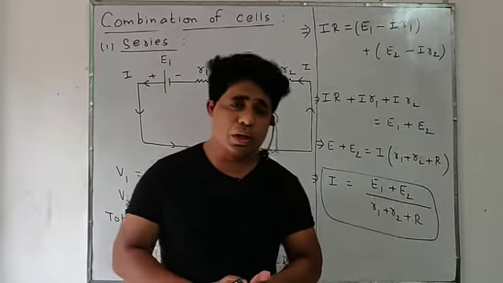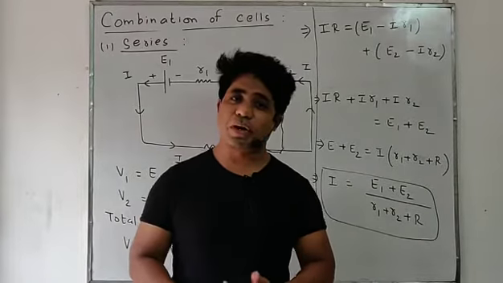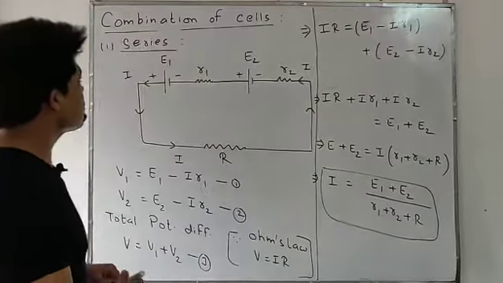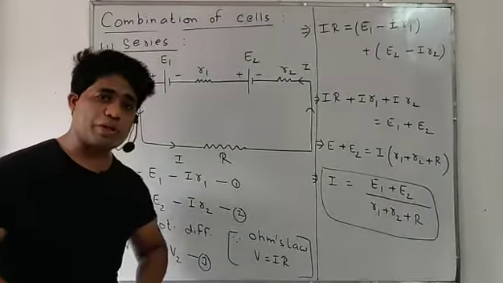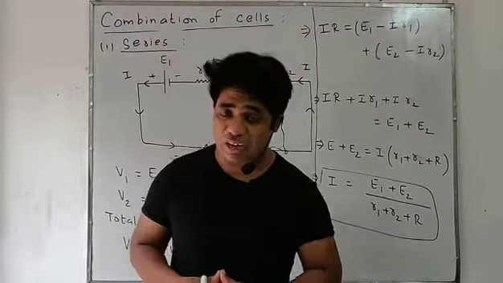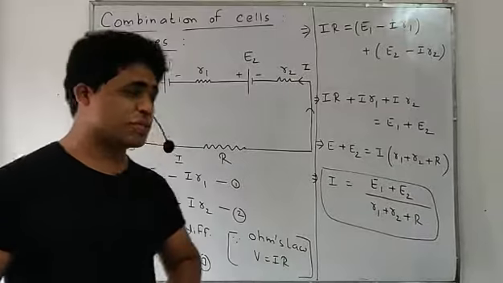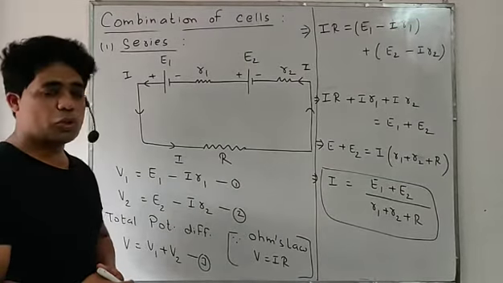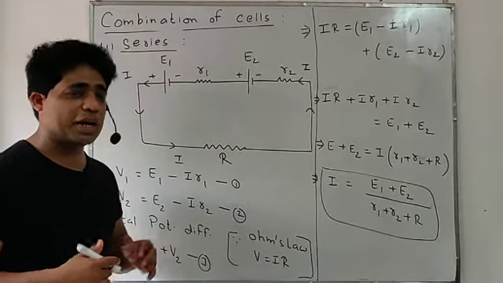Today we will discuss the combination of cells from the third chapter, current electricity. So let's start the topic. First of all, we discuss the series combination. The topic is combination of cells from current electricity, and first of all we are going to discuss series combination of cells. Okay. So look, students, first of all I am going to explain the circuit diagram.